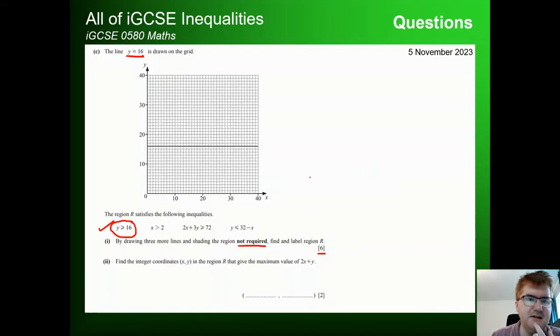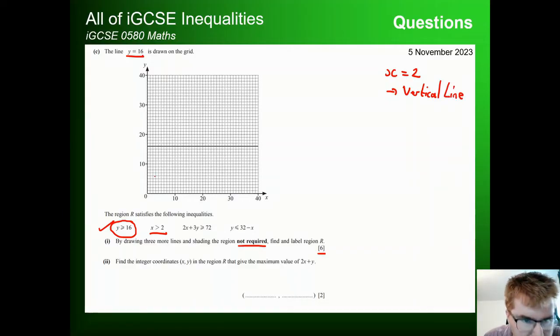Now let's just start this off nice and straightforwardly. First of all, we have x is greater than 2. So the way we go through this is first of all I'm going to consider x equals 2. What does that actually look like? Well, anything with x equals is always a vertical line. And that's going to be at 2. So if we look at our scale here, we've got a scale of 1s, 1, 2, 3, 4, 5, etc. We're going to go to 2.